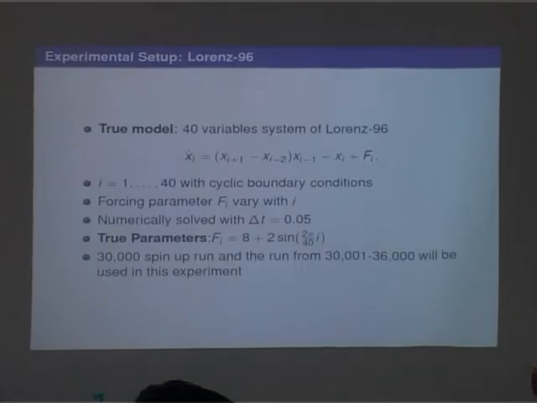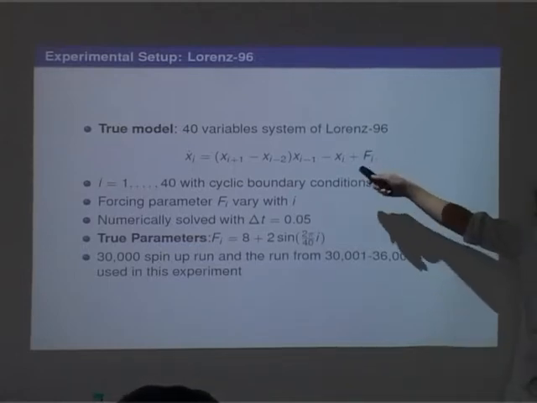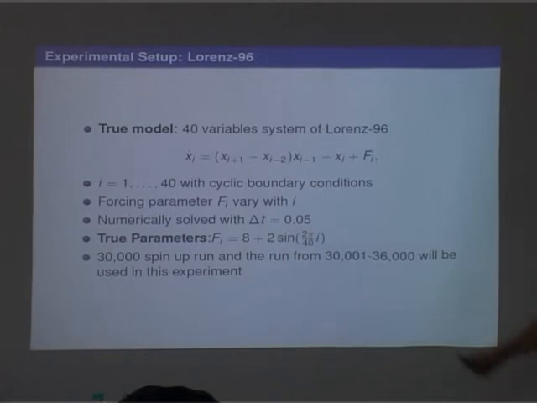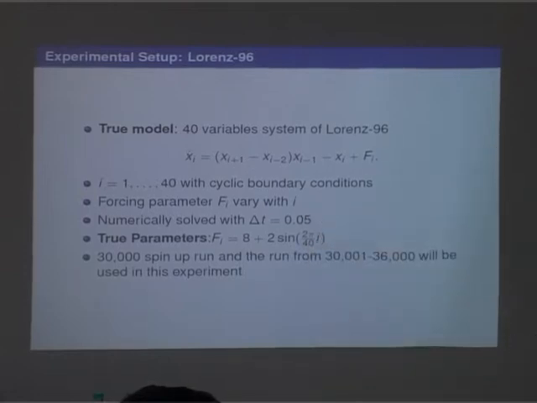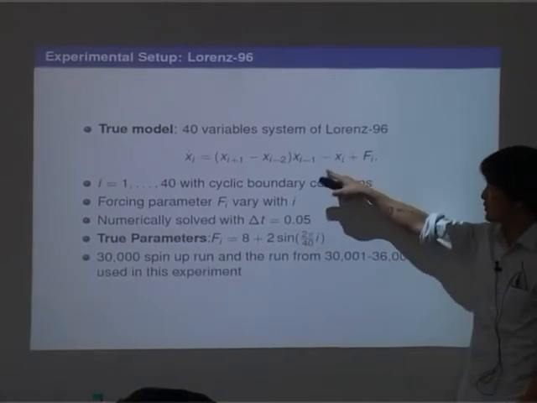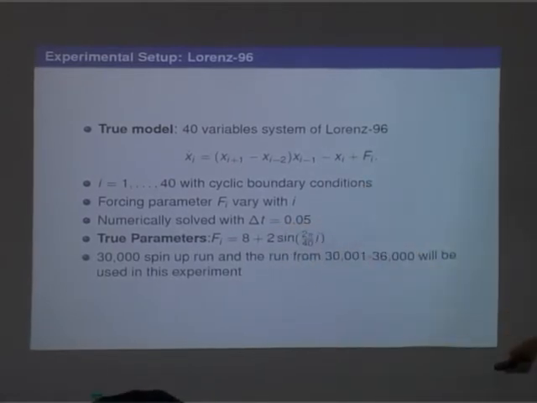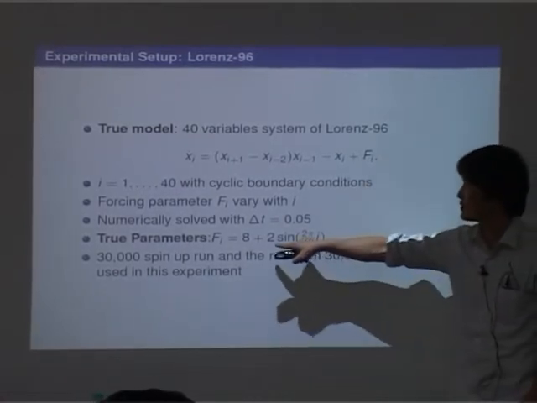Now let's look at the experimental setup. So I'm going to use the Lorenz 96, which is a 40 variable system. And we try to approximate this forcing F_i. This is the same example that Jesse just showed. And the forcing varies with i only, but is constant in time. For the numerical technique, we solve this with time step delta t. And the true parameters, the true forcing here, is just this function.